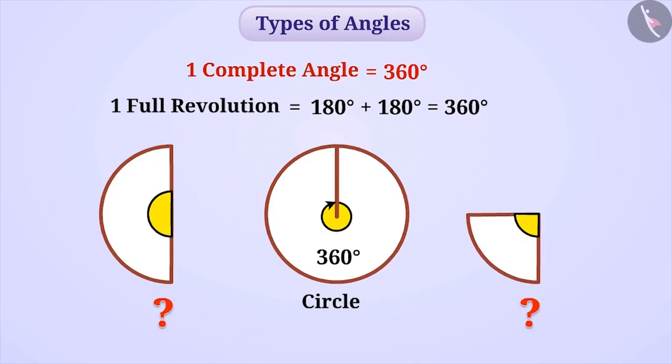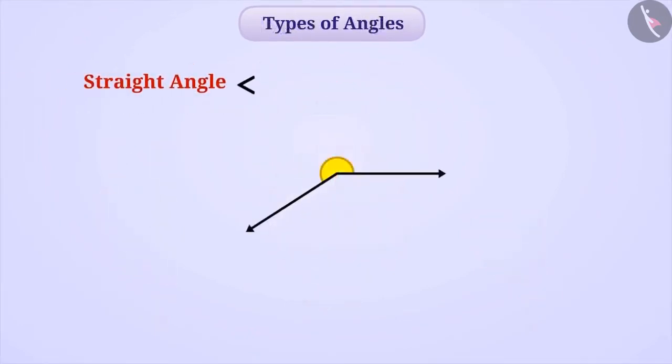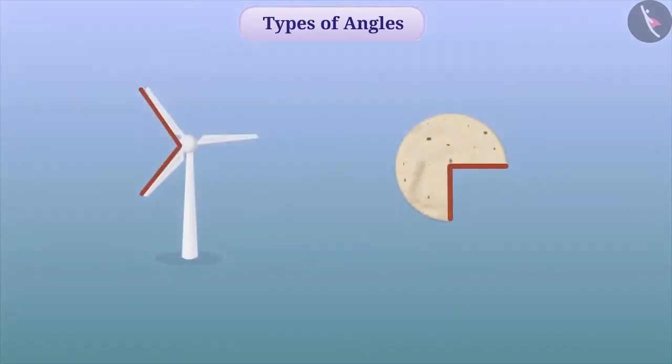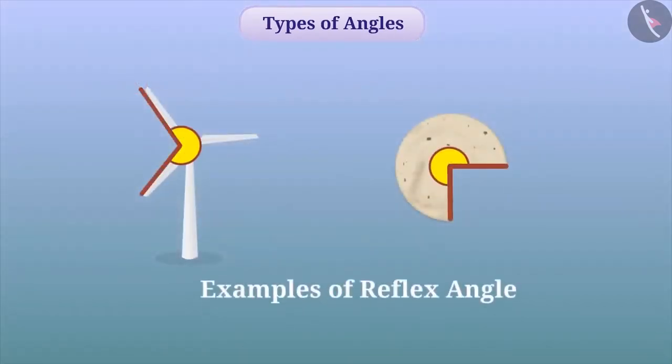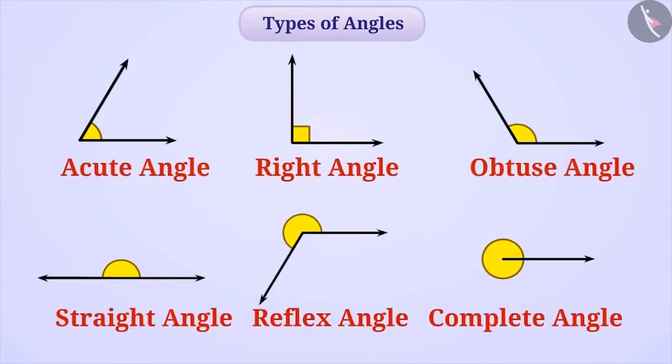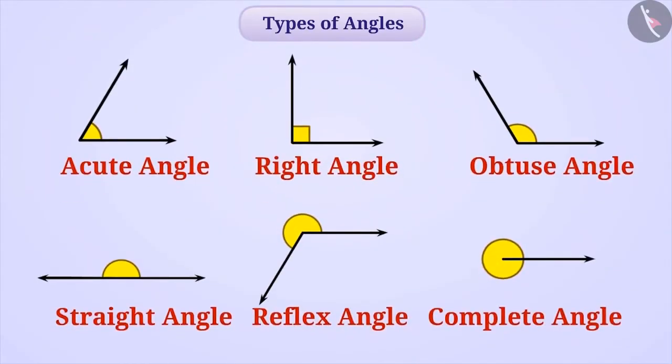Now if we look here, the angle shown here is greater than a straight angle but smaller than a complete angle. We call such an angle a reflex angle. Some of the situations of a reflex angle are as follows. So now, you must have understood different types of angles properly.